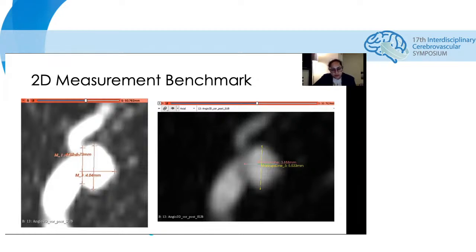After comparing inter-rater reliability, we also compared this to a clinical adjudicator who's an experienced neurointerventionalist who measured the same dimensions on the same slices.